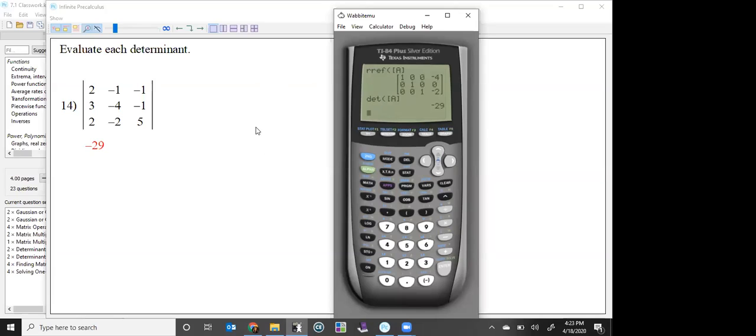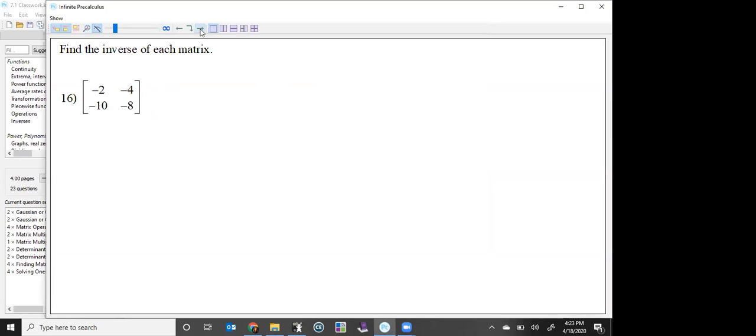You could do that same thing on the previous ones, the 2 by 2s. I think it's just quicker to do them by hand, but if you want to, you can do that. All right. Next thing we're going to look at is inverses. All right. I'm going to write down a column number 16. I get negative 2, negative 4, negative 10, negative 8.